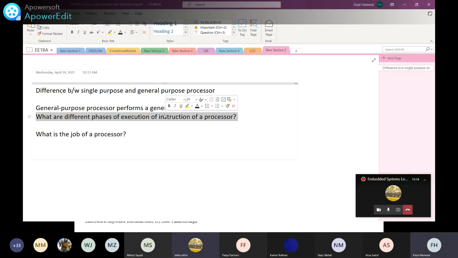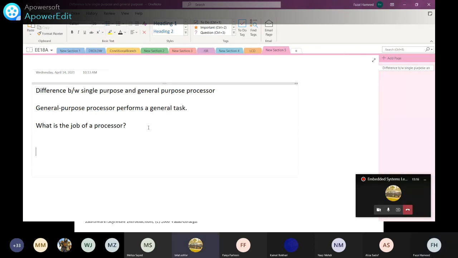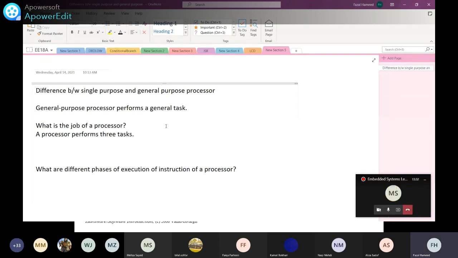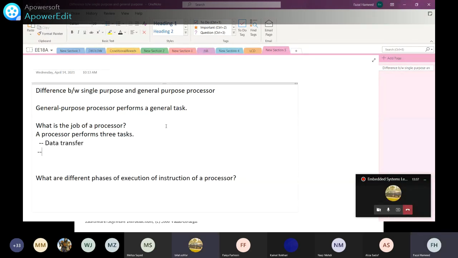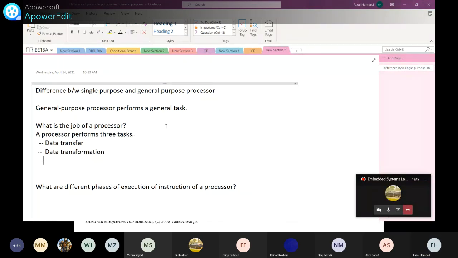Sir, taking a decision, meaning execution when it is happening. Very good. Yes, it takes a decision, but it performs data transfer and data transformation. And what is the other job? Control, if you remember, for instructions.